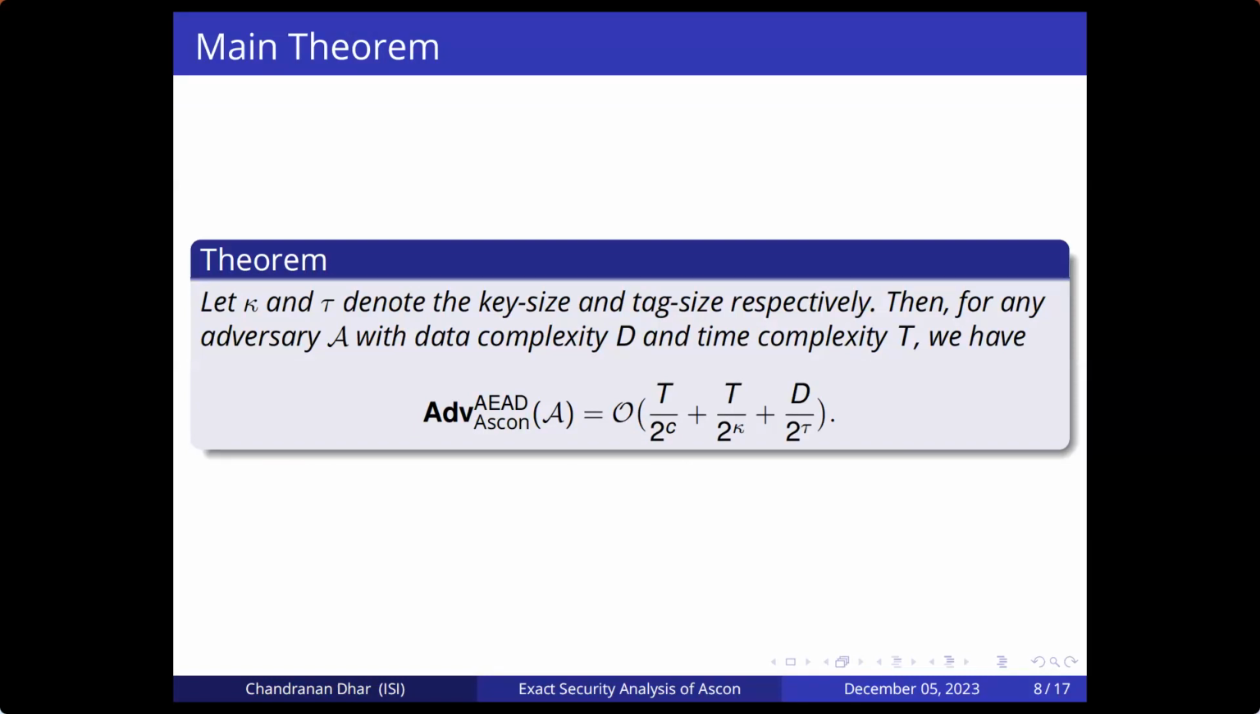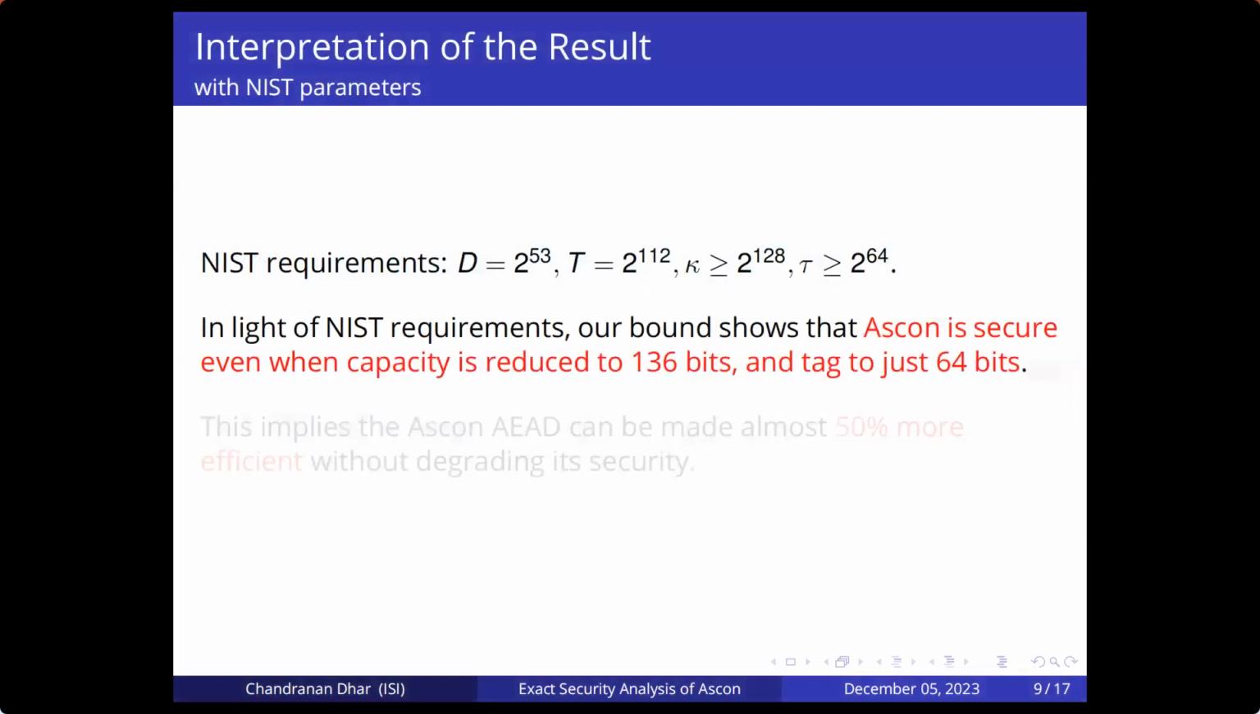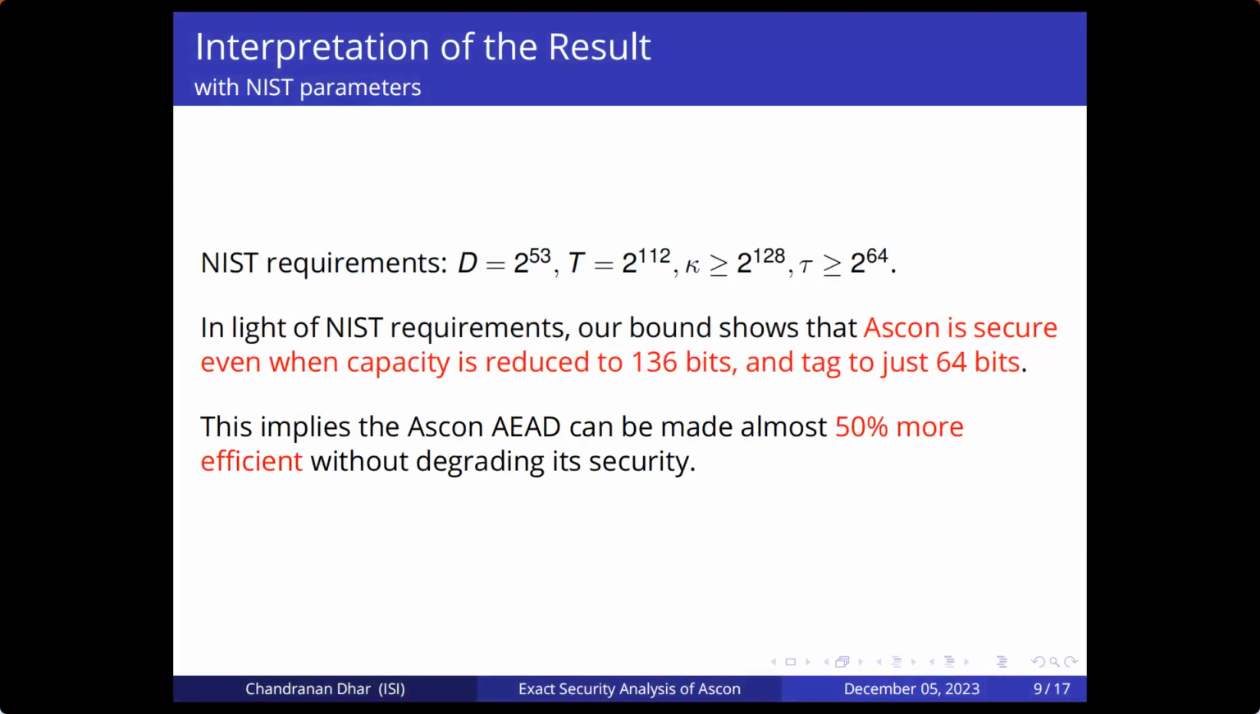Our bound shows that even when we reduce the tag to 64 bits and the capacity to 136 bits, our analysis works. I will come to why I am taking exactly 136 bits. This implies that ASCON AEAD can be made almost 50% more efficient without degrading the security.